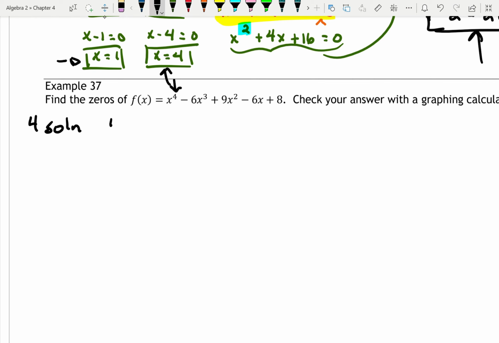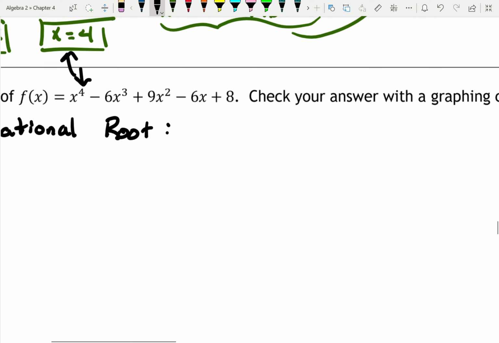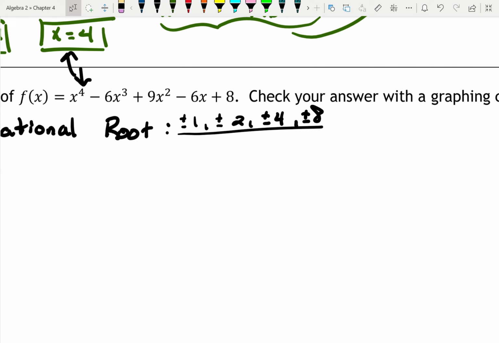I'm going to look at the rational root theorem, and I want to look for all of our possible roots. We're going to have the factors of 8, so plus or minus 1, plus or minus 2, plus or minus 4, and plus or minus 8. And what's nice is our first term there is just plus or minus 1.